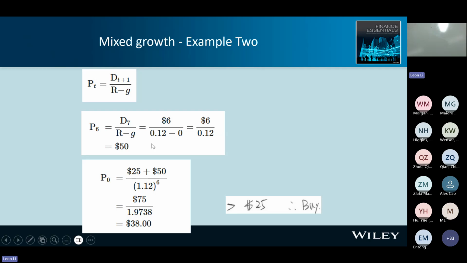D7, $6, R, 12%, 0.12. Dividend growth rate 0. Then this is our P6. And altogether, our P0 is here. Then we make a comparison with the market price of the share, $25. And you can see the share value is higher than the market price. Therefore, our recommendation is to buy. So with this example, I hope you know how to do the calculation.